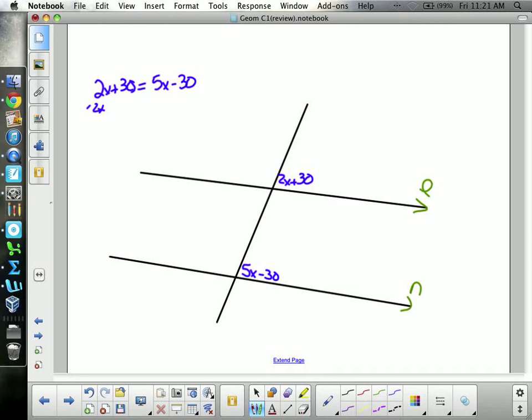So minus 2x plus 30. I get 3x equals 60, so x is 20. So 40 plus 30 is 70, and that's also 70. 70 and 70, it makes sense.